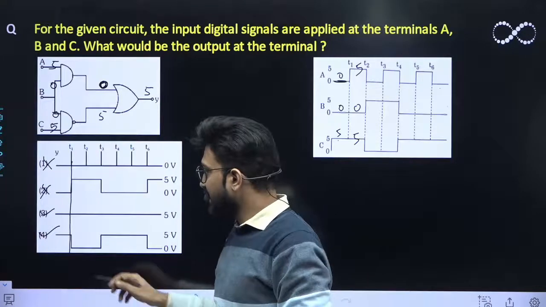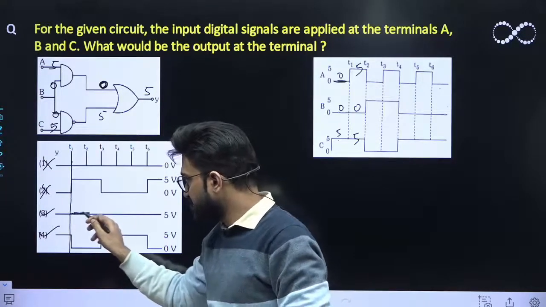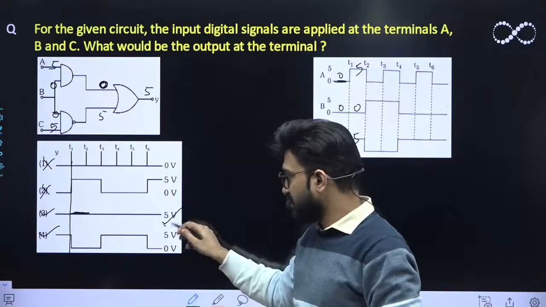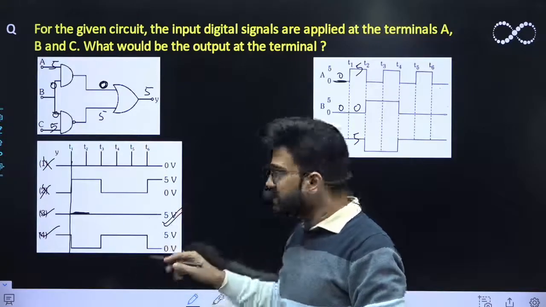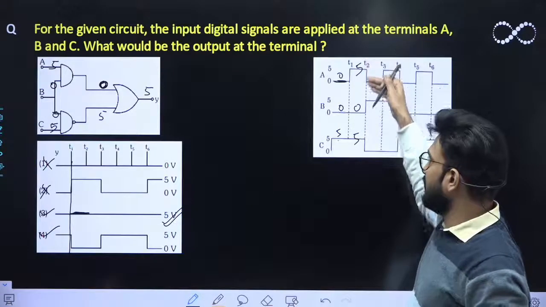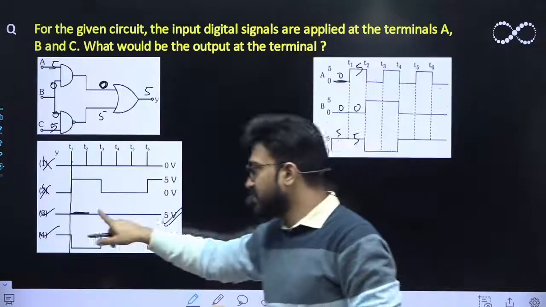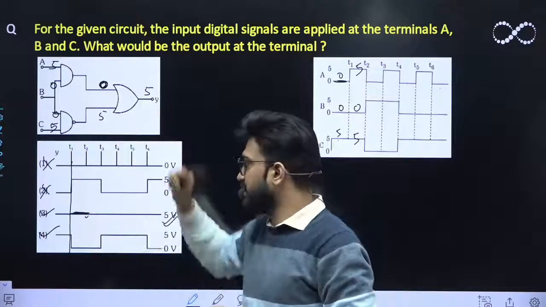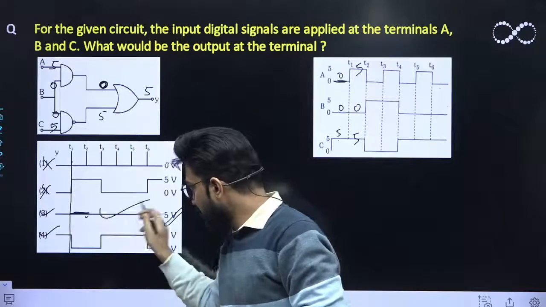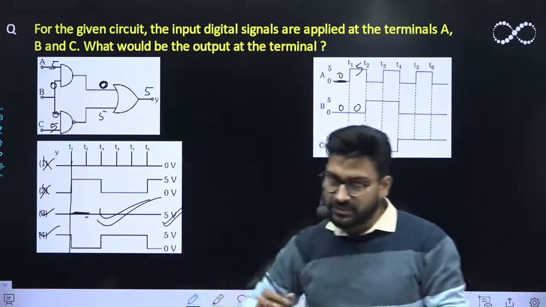So again you are getting 5 as output. So that means the only option that you are getting is this one. Okay, because for the second signal in which A is 5, B is 0 and C is 5, you are again getting 5 as output signal at Y terminal. So that means our second option is the correct option that you must get.